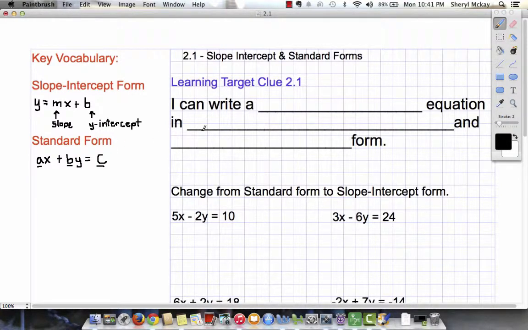So the first thing I'd like you to do is go ahead and write our learning target clue, and that is I can write a linear equation. So go ahead and write the word linear in slope-intercept form and you should be copying this onto your paper, and standard form.